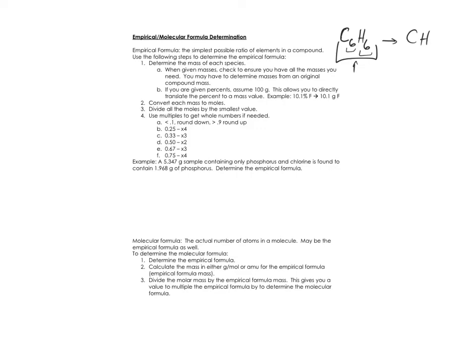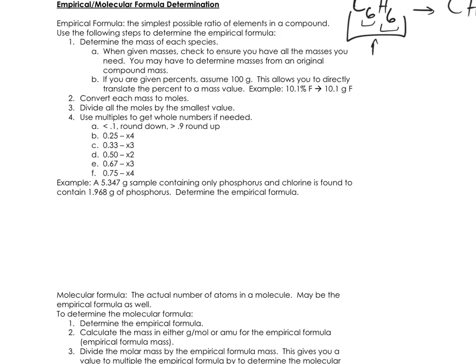So in order to do empirical formula calculations, the first thing you should do is get everybody into masses. So if you have carbon and hydrogen and whatever, you just convert them into masses. Usually this happens by percents, and the way that we do this is by assuming 100 grams. So if I have 10.1% of fluorine and I assume 100 grams of the compound, that means that 10.1 grams of it is fluorine.